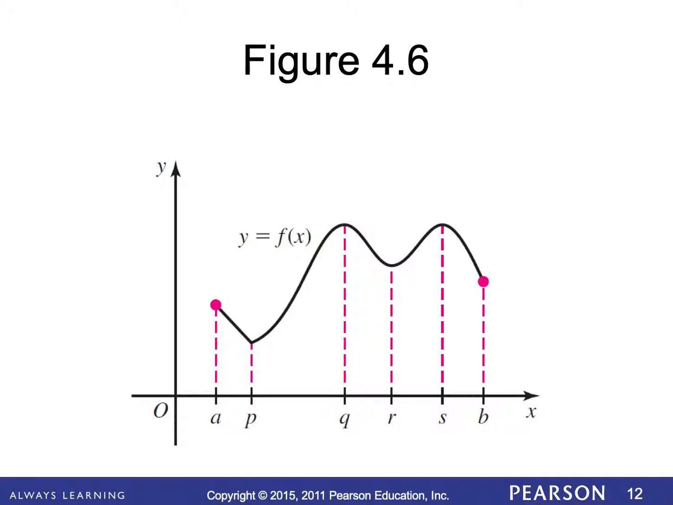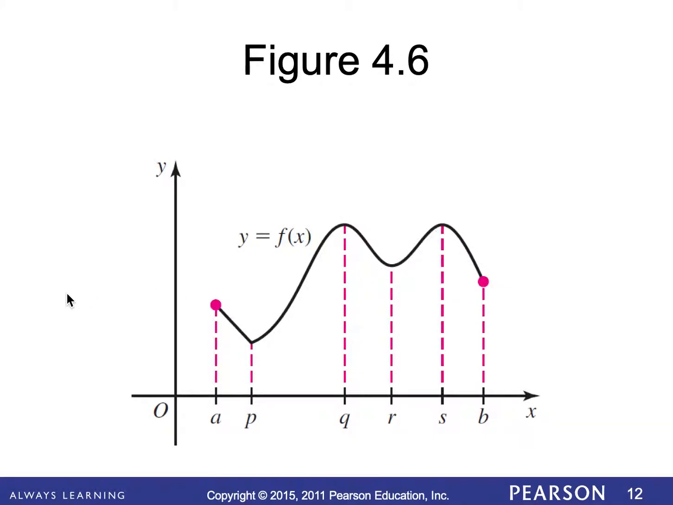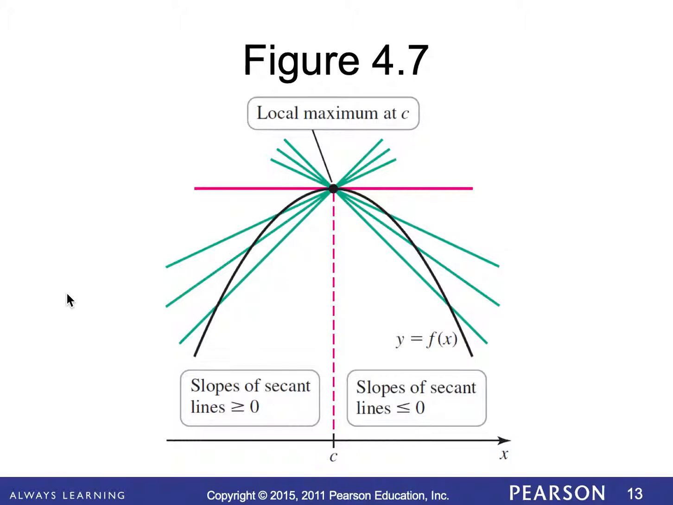So looking at this, I have an absolute minimum here at P. I have an absolute maximum, it looks like, here at Q. And then I have locals in all the other locations. So we're looking for things that are defined.